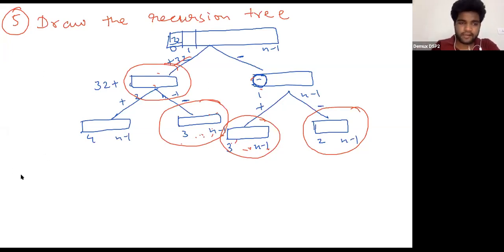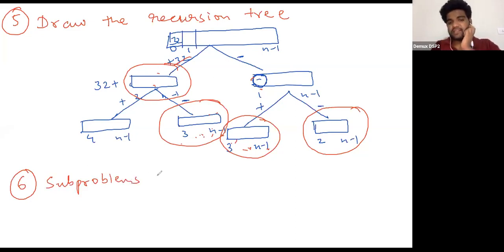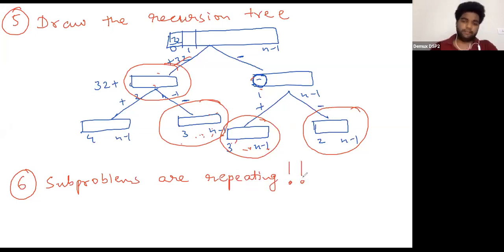So from here, I conclude that my sub problems are repeating. Yes, this is what is called overlapping sub problems. So I don't want to solve the same sub problem again and again. Instead, what I will do is I will solve one sub problem exactly once and use it whenever I have to solve a bigger problem.